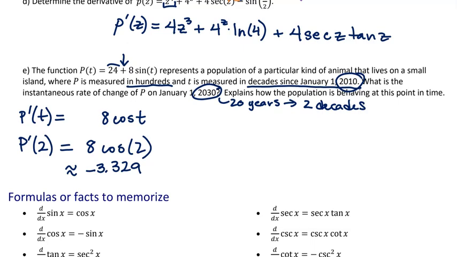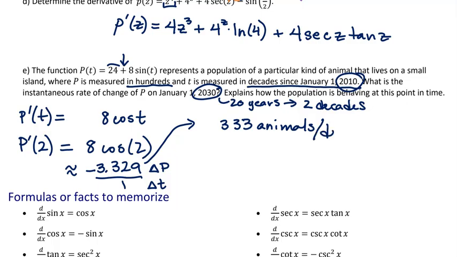And then we're supposed to explain how the population is behaving. So basically we're supposed to interpret the number that we just got. So I'm going to rewrite it as a fraction because it is a slope. So we always want to think change in y over change in x. The top is the change in population. Remember that had kind of funny units. It's hundreds of animals. And then the bottom is change in time, but time was in decades. So if we convert that, because it said hundreds, so that's 333. So it would be 332.9 animals, but I think that it's probably okay to round that up for the purposes of our explanation. And that's per decade.